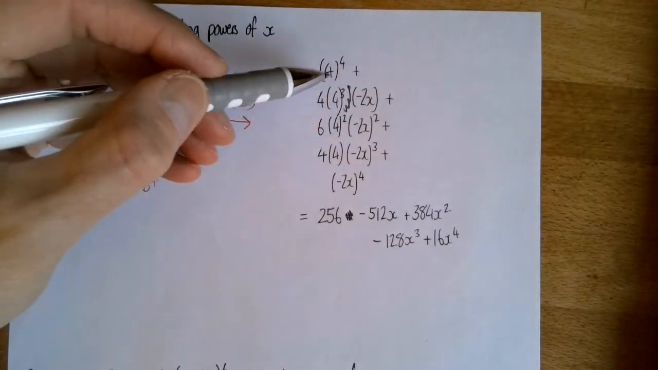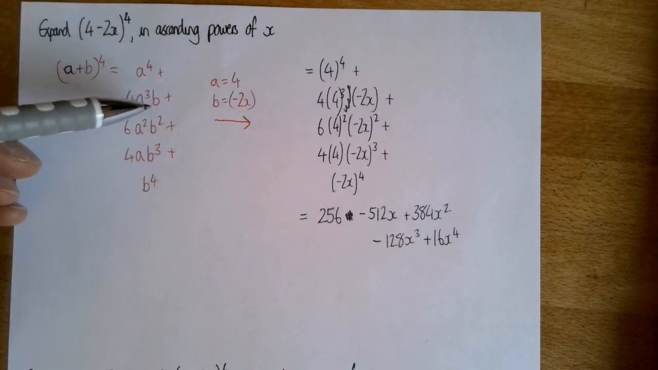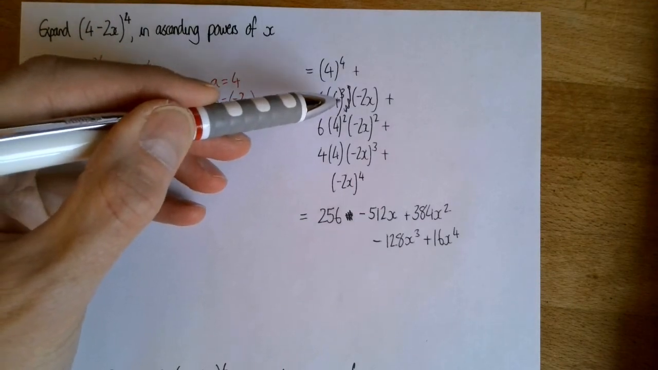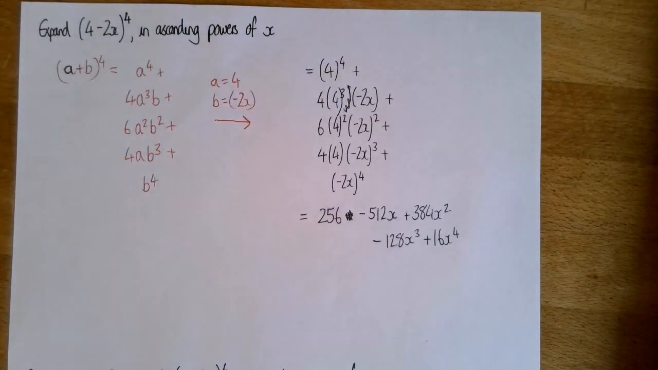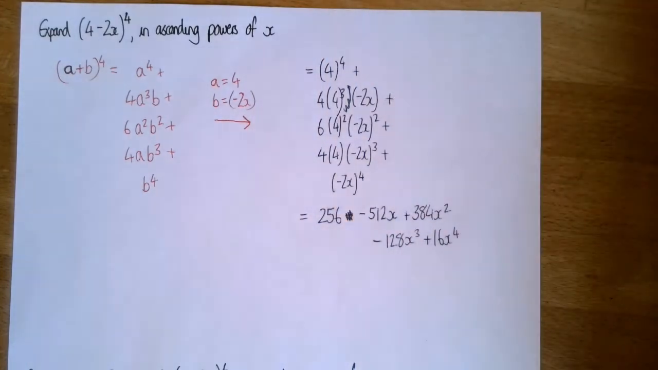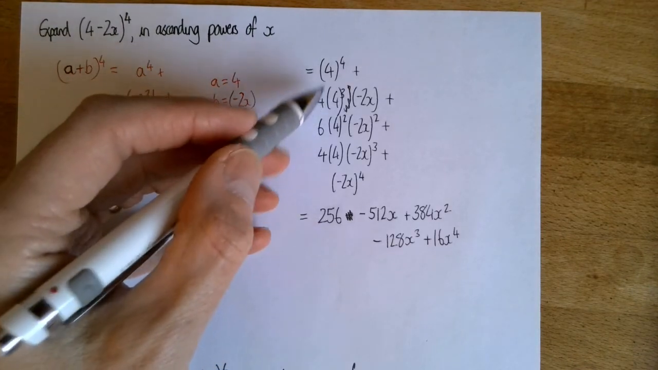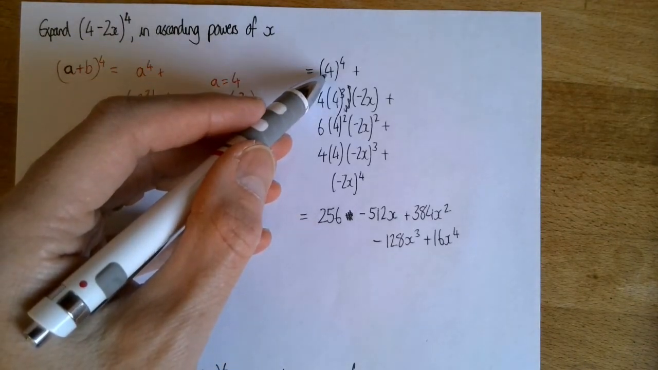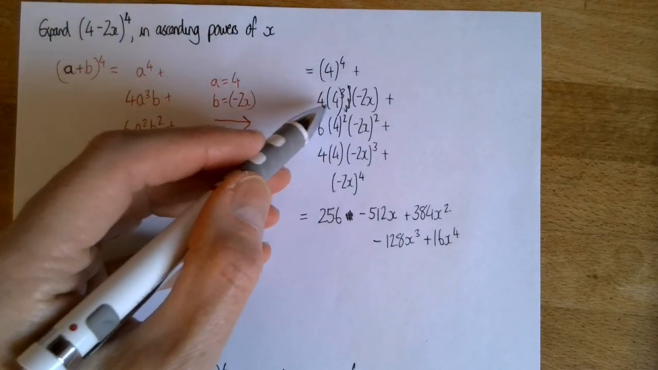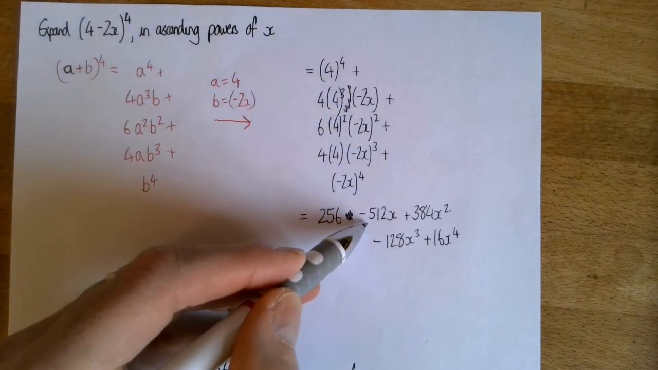Okay, so I've done that, made a bit of a mess here, but that's that term, that's 4 times a cubed times b, so that's 4 times 4 cubed times minus 2x. And I'm not afraid to admit that I reached for a calculator, so I've done some working out on the calculator. So 4 cubed, sorry, not 4 cubed, 4 to the power of 4, 256. 4 times 4 cubed, that's 256 again, and that's times minus 2x, so that's minus 512x.